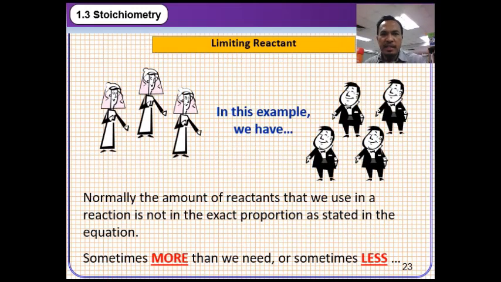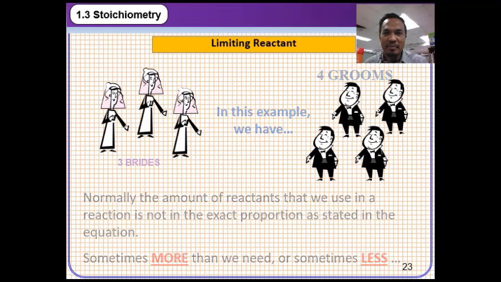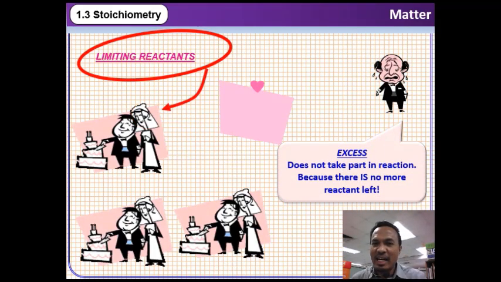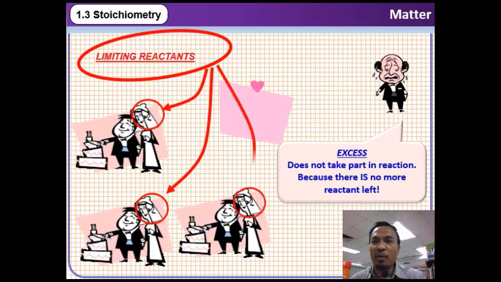Okay, this is another analogy to help you understand the limiting reactant. We have three brides and we have four grooms. So can you guess which will be the limiting reactant? Of course, at the end of the ceremony, one groom is left. So the bride is the limiting reactant. I hope you understand the concept of limiting reactant.